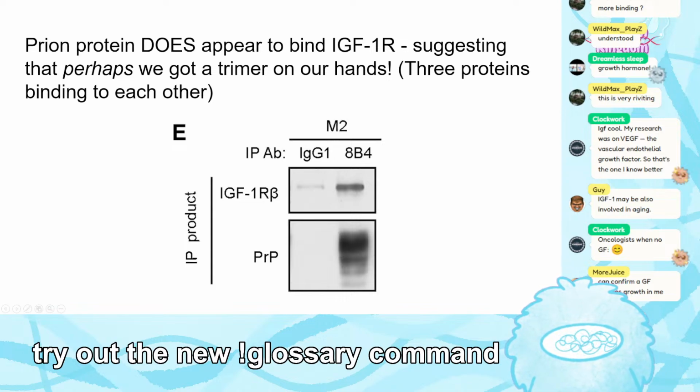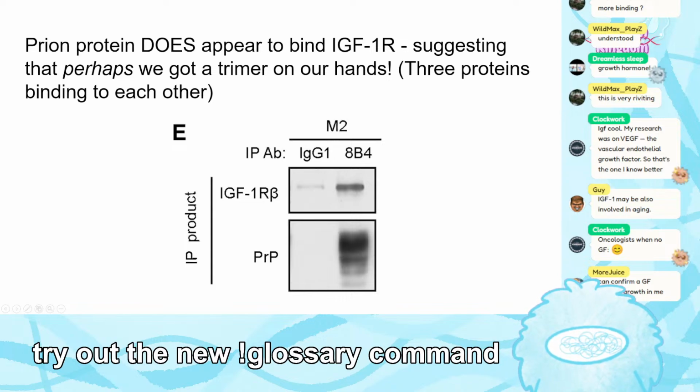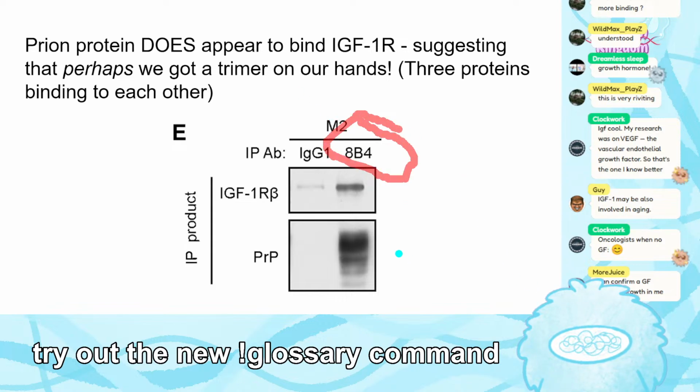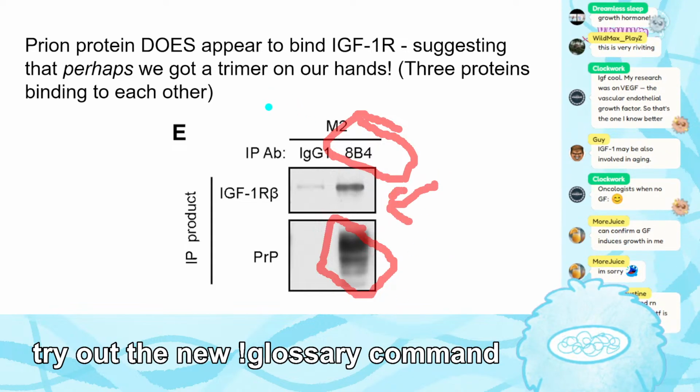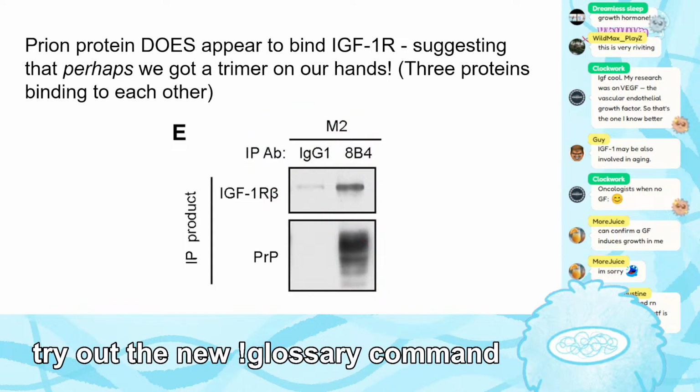Prion protein does appear to bind IGF-1R, suggesting that perhaps we've got a trimer on our hands, or three proteins binding to each other, right? So here we have, again, another of these Western blots. We have the fishing rod for the prion protein. Of course, you fish out the prion protein, and you also fish out the growth factor receptor here, right? And then the control antibody doesn't fish it out at all.